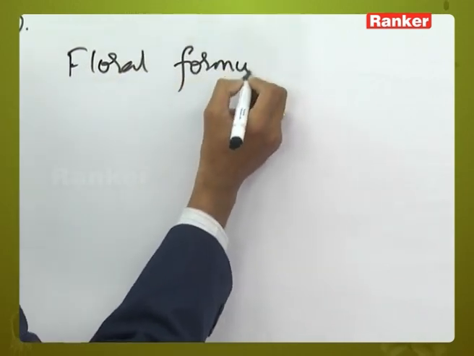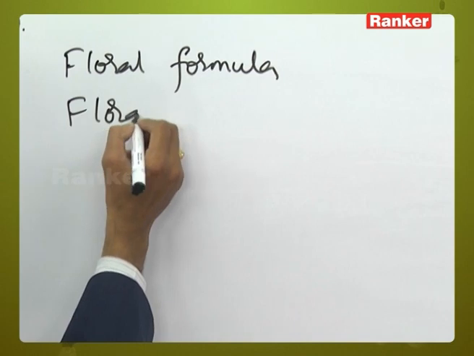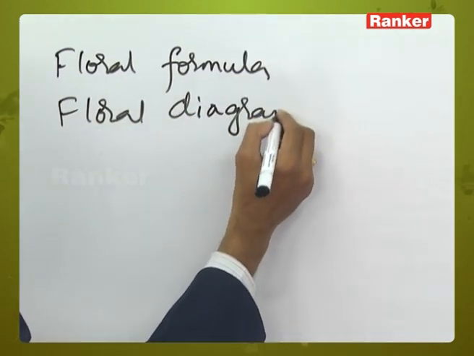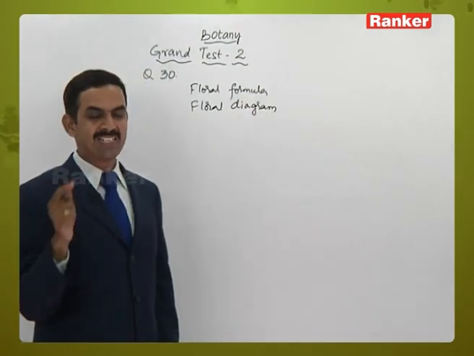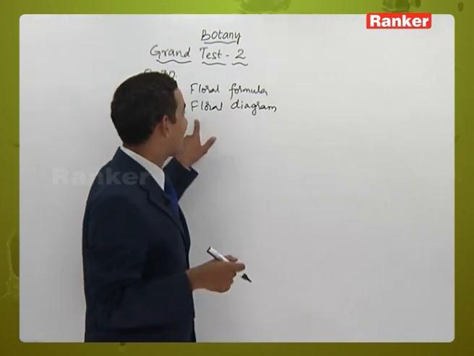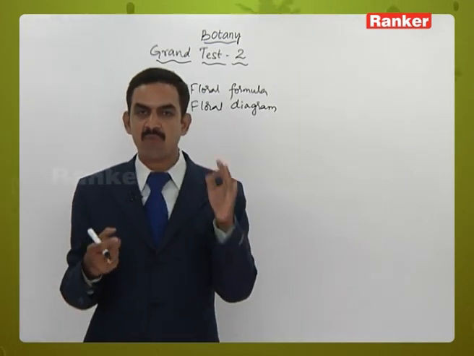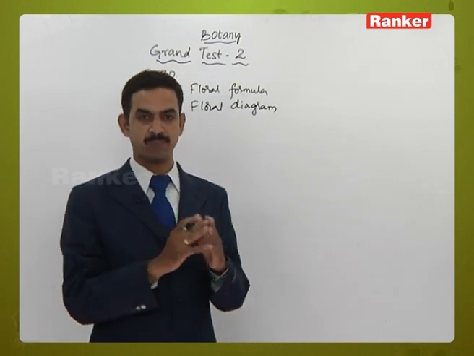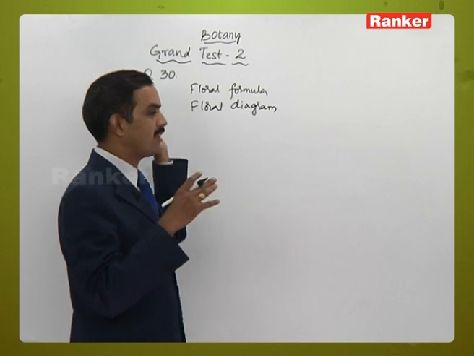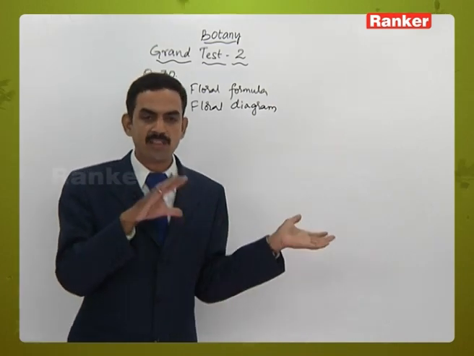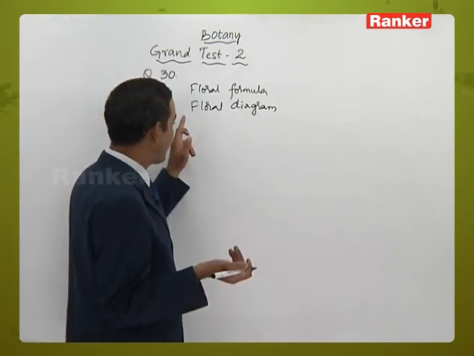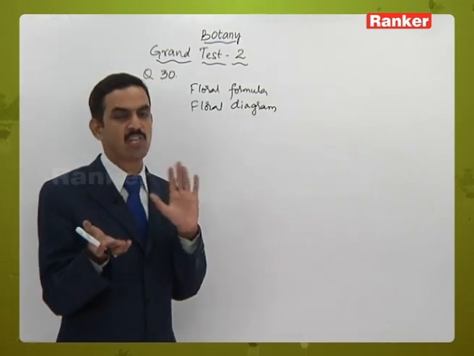and floral diagram. Floral formula is nothing but the representation of the floral characters with the help of symbols and numericals, right? Floral diagram is a diagrammatic representation of the flower when the flower is in the bud condition, right? So here floral formula itself does not give all the information related to the flower. Some are given, some are not given. In the same way, in floral diagram also some characters are given, some characters are not given.